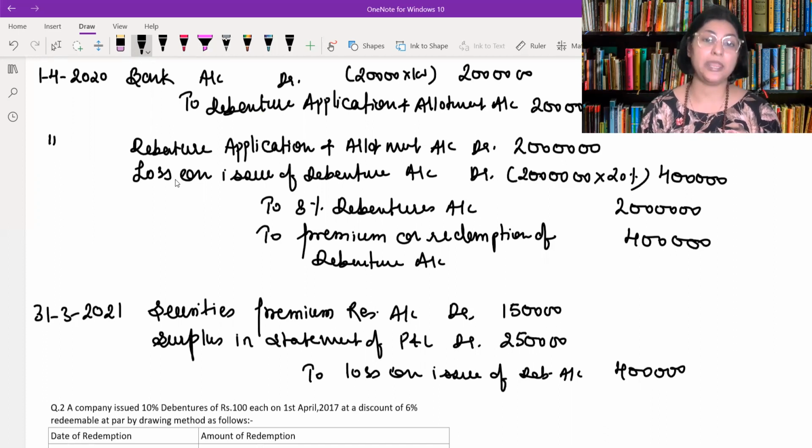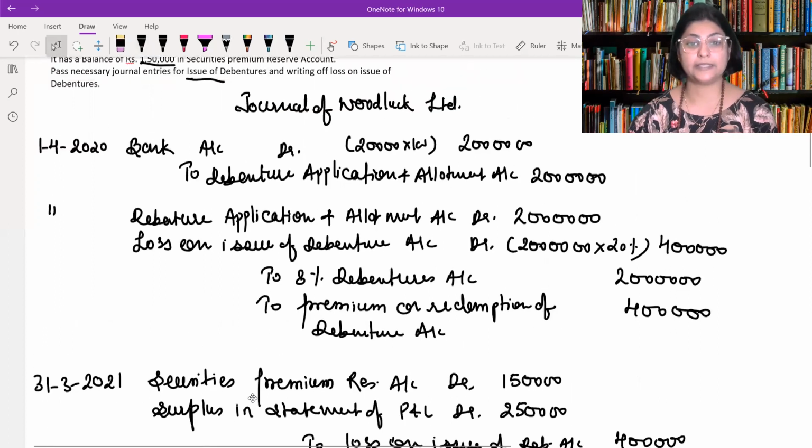That is why the remaining part is taken from the statement of profit and loss. So this is how we pass the entry. And the narrations, I am telling you orally.